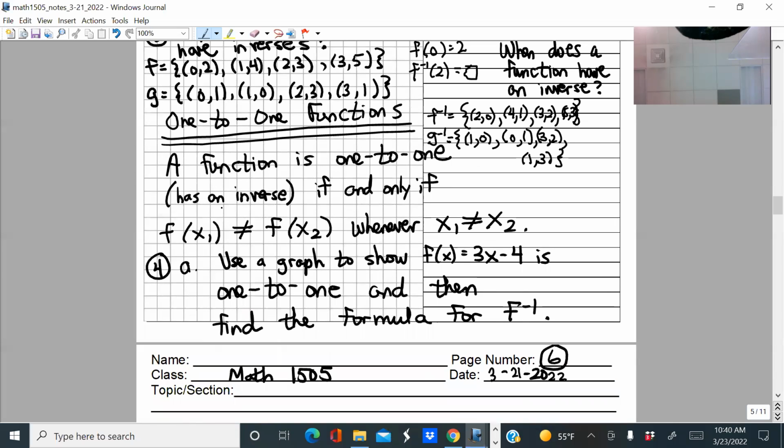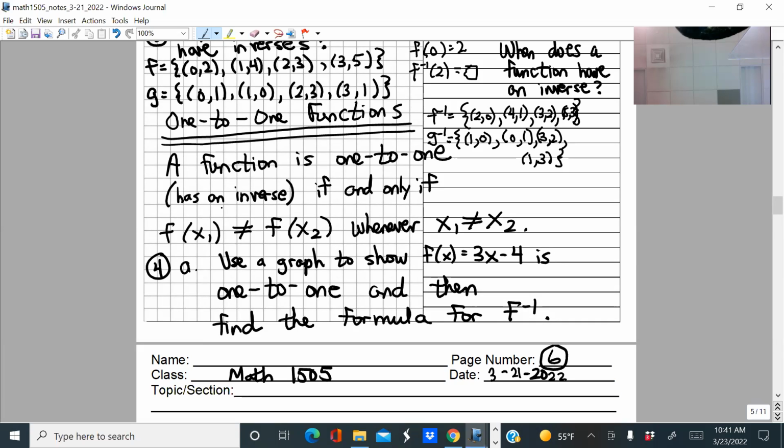All right, so let's look at a function here and let's see if we can figure out if it's a one-to-one function. This is the way you'd more likely see a function given to you, not as a set of ordered pairs, but here as a formula. So let's see if we can decide if this is a one-to-one function. And if it is, let's see if we can write down the formula for f inverse, okay? So there's the formula for f. Let's see if we can figure out what the formula for f inverse is going to look like.